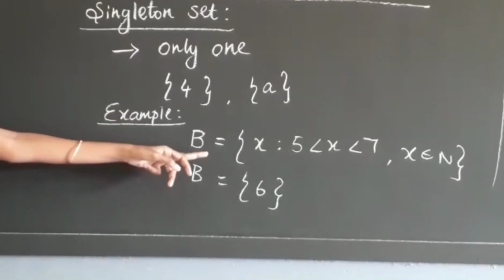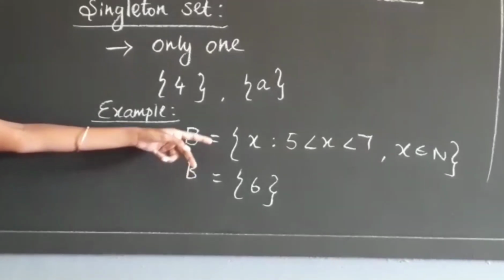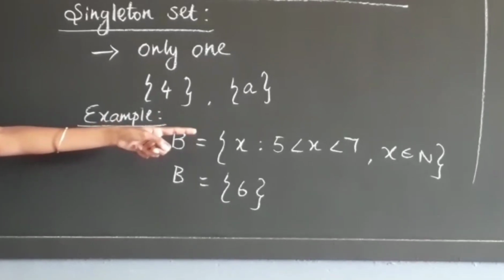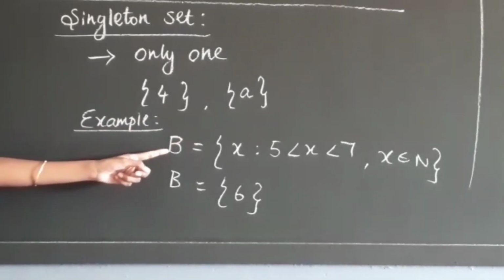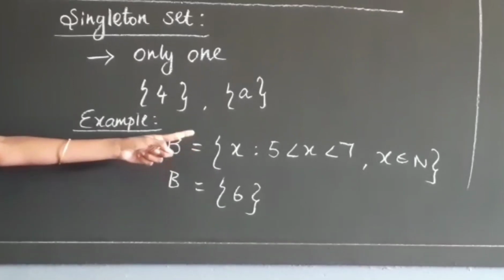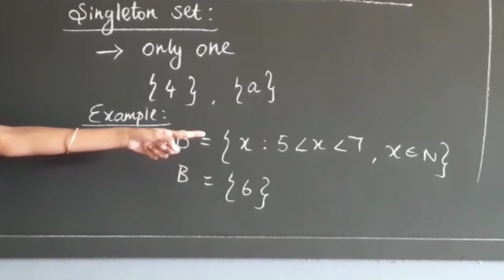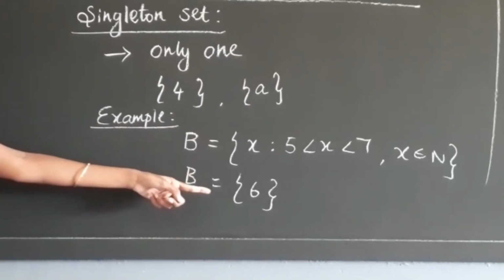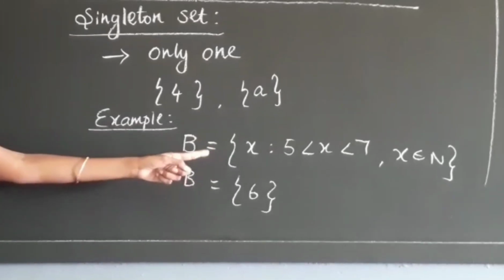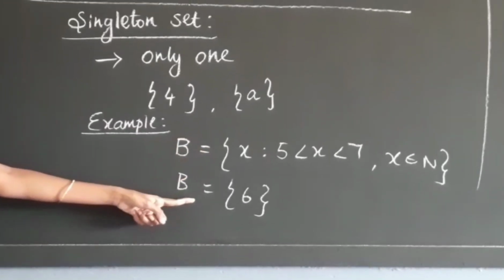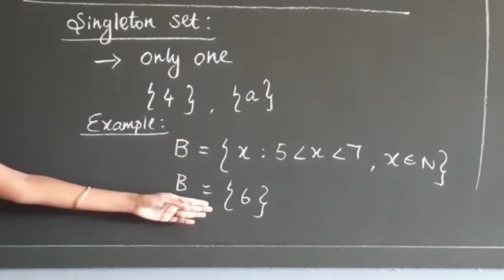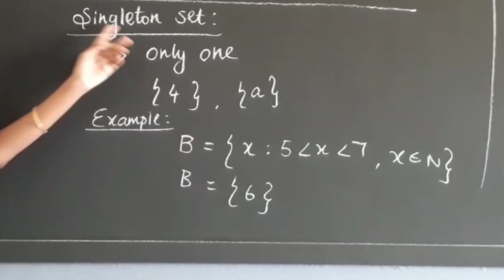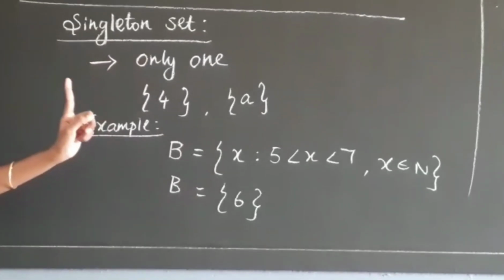B equals the set of x such that 5 is less than x less than 7 and x belongs to N. N means natural numbers. Between 5 and 7 we have only one natural number, 6. So, it contains only one element. It is an example for a singleton set. Singleton set means it contains only one element.